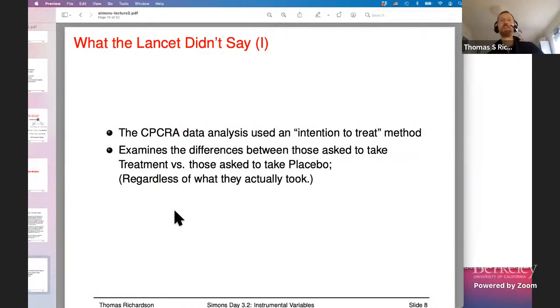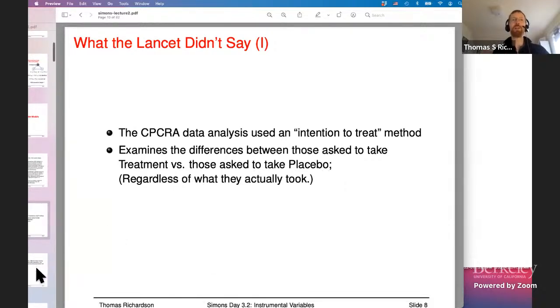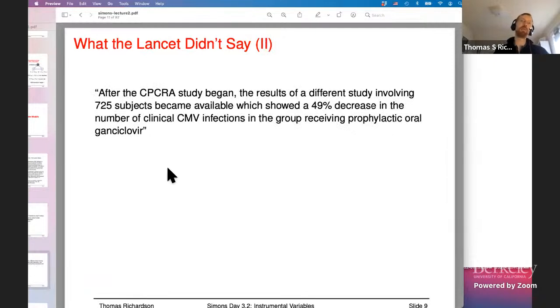The data analysis here used an intention to treat method. And what does that mean? Intention to treat means it examines the difference between those asked to take treatment versus those asked to take placebo. They were double blind, but regardless of what they actually took. That becomes very relevant in this study because this was a point where there weren't successful AIDS treatments available, so there were a lot of ethical issues about people being in the control arm.